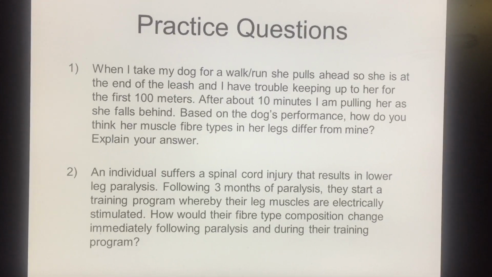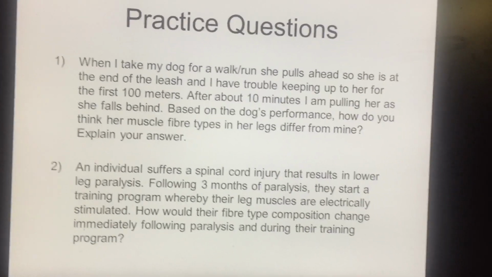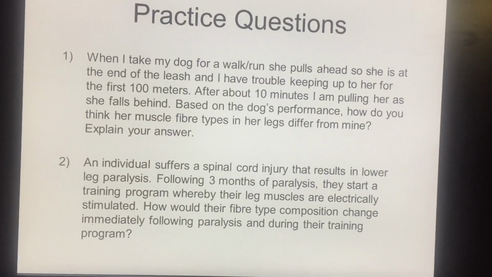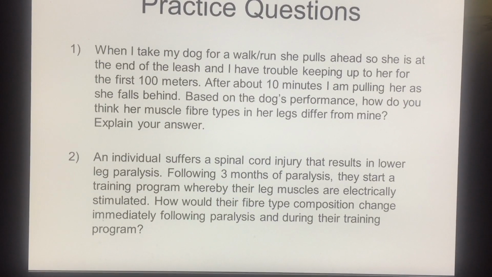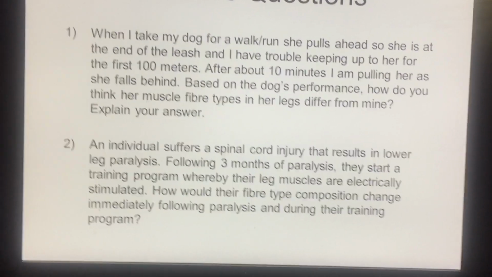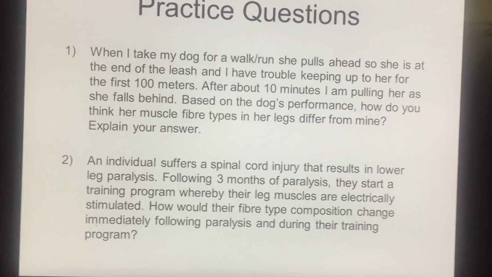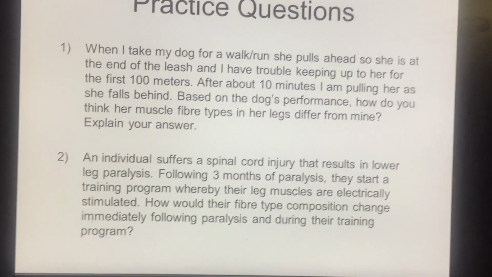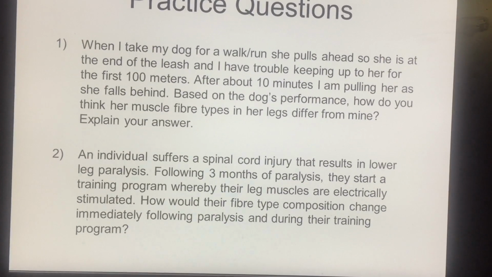A couple of practice questions here to do with fiber typing. So the first one: when I take my dog for a walk or run, at the start of the walk, she's pulling hard and I have trouble keeping up with her. And then after about 10 minutes, it's the reverse. So she's dragging herself and I'm ahead and I'm pulling her by the leash. Based on the dog's performance, how do you think her muscle fiber types differ in her legs from mine? And explain your answer.